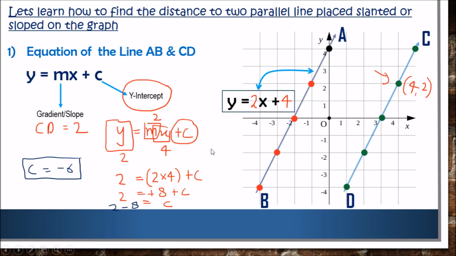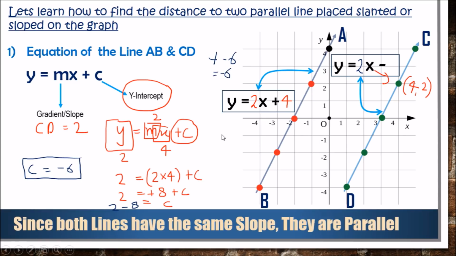Now it's time to write down the equation of line CD. Y equals 2x, meaning mx, where our value for m is 2. And our y-intercept value for line CD is minus 6. So plus minus 6 will give minus 6. And we got the equation of line CD, which is y equals 2x minus 6.